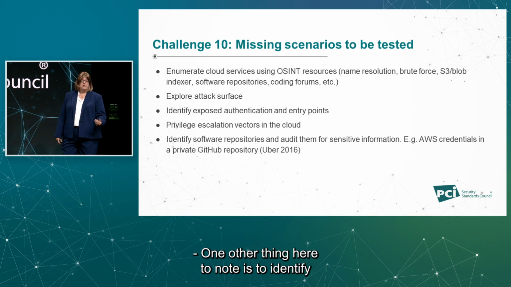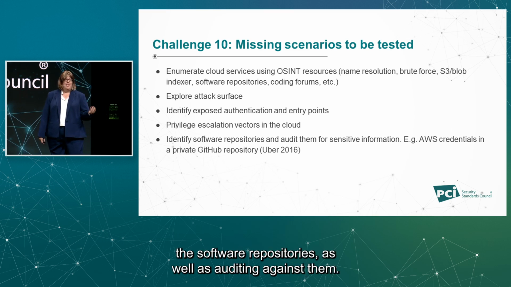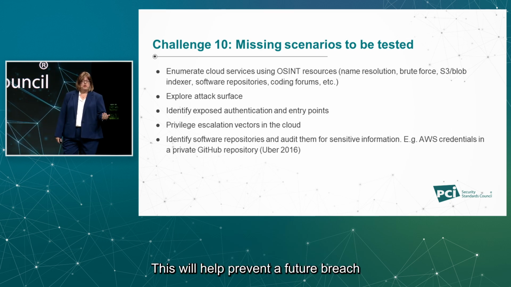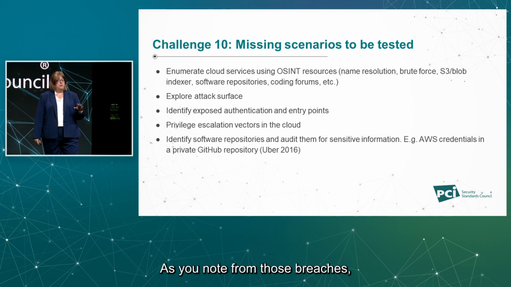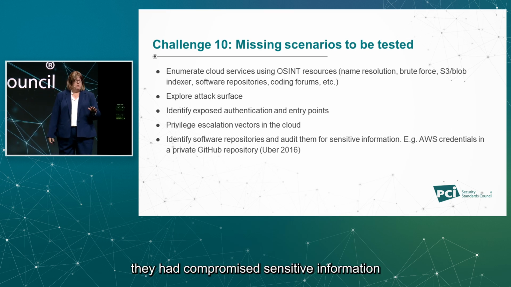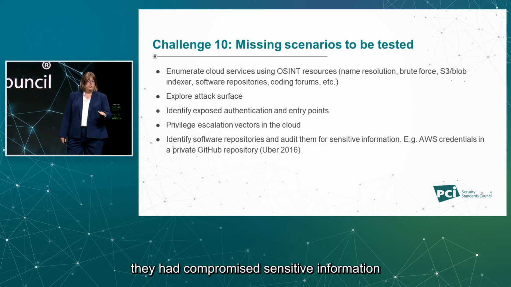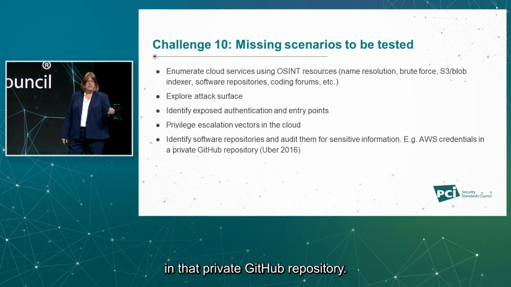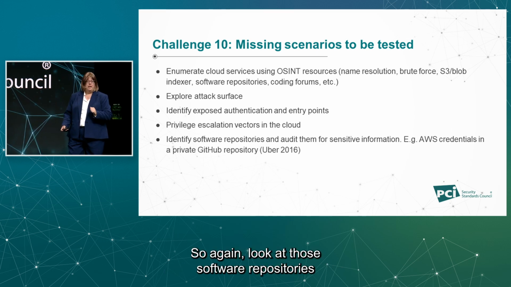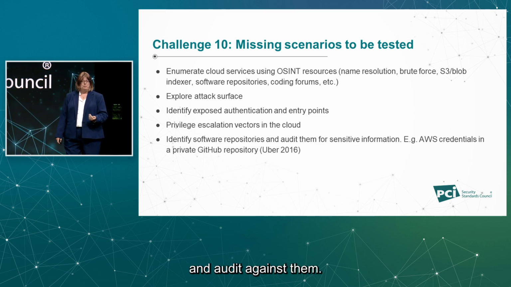One other thing to note is to identify the software repositories as well as auditing against them. This will help prevent a future breach, such as Uber in 2016 and 2022. As you note from those breaches, they had compromised sensitive information, with the Amazon credentials that were stored in that private GitHub repository. So again, look at those software repositories and audit against them.